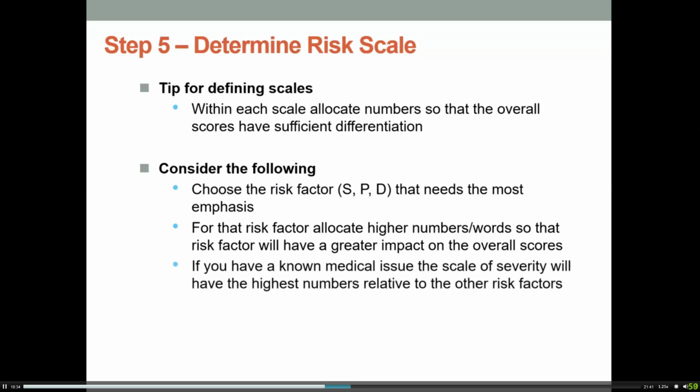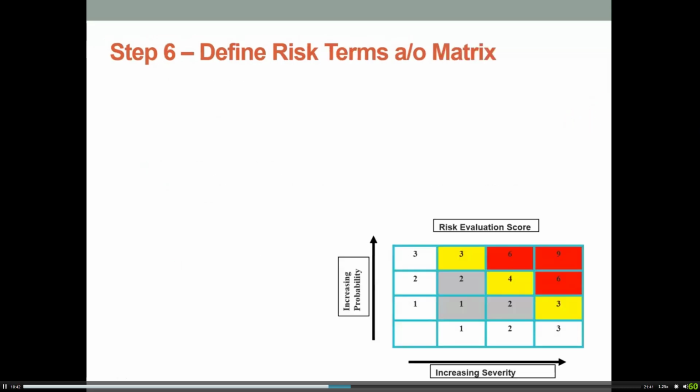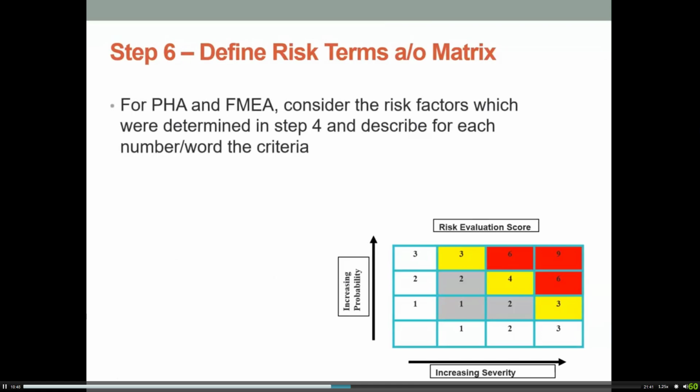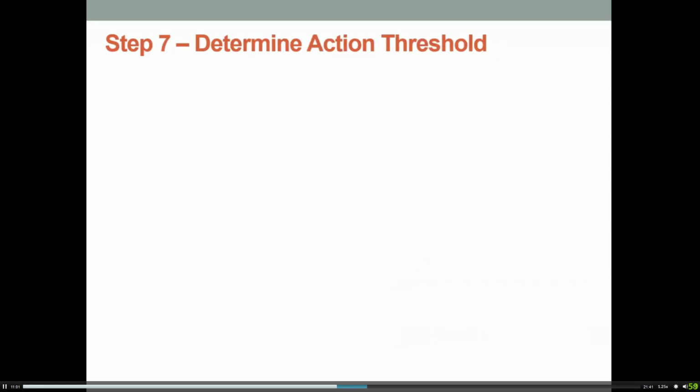Again, if you have a known medical issue, the scale of the severity will have the highest numbers relative to all the other risks that you're talking about. Define your risk terms or generate your matrix. For your preliminary hazard analysis and your FMEA, consider the risk factors which were determined in your step 4 and describe the criteria for each number or word. For your risk ranking and filtering and your PHA, develop your matrix.